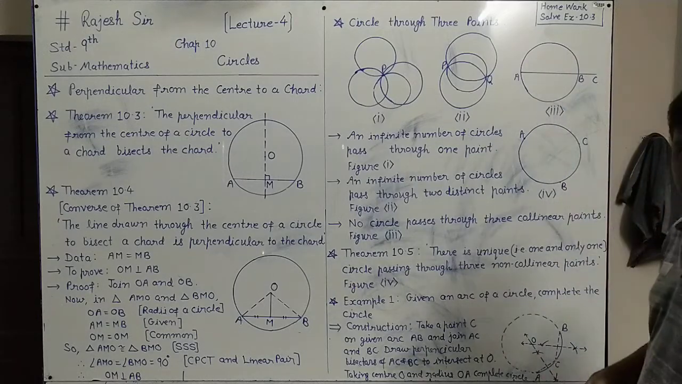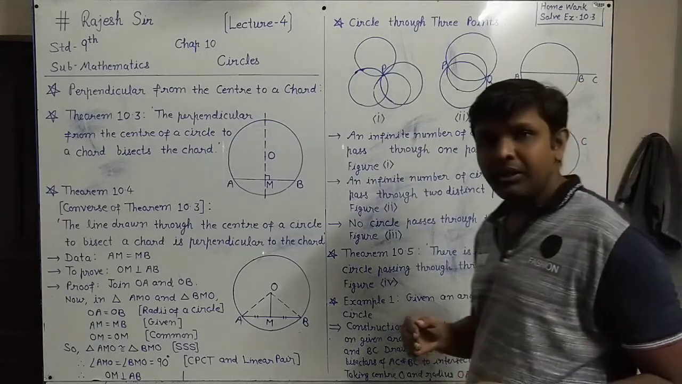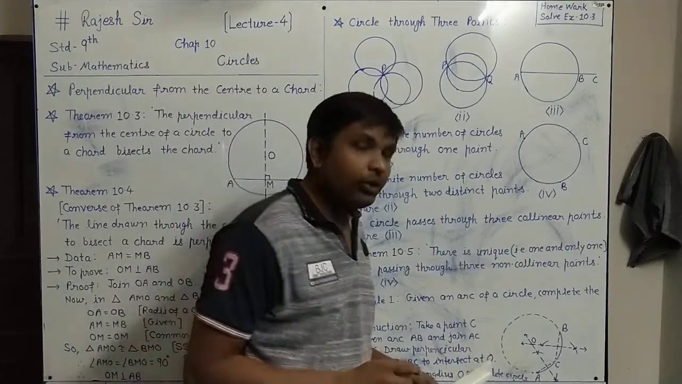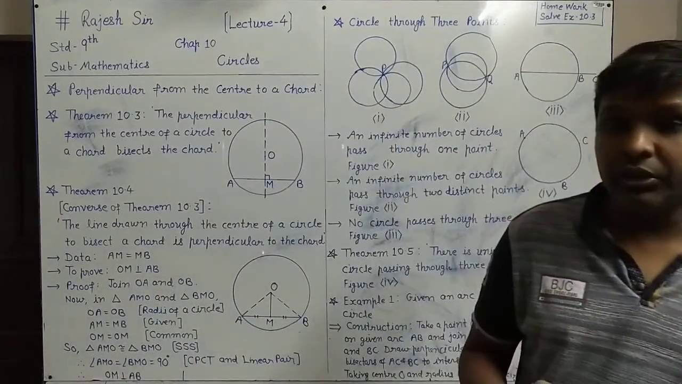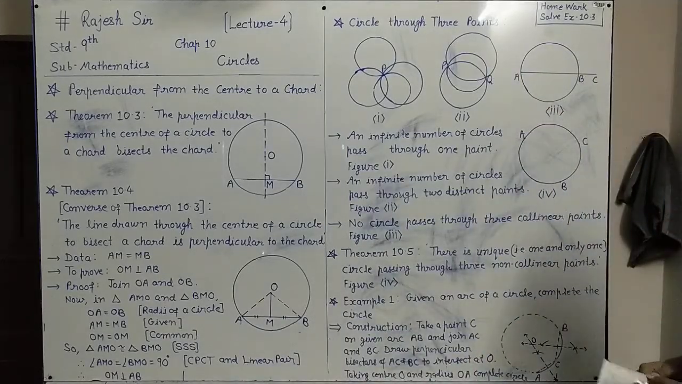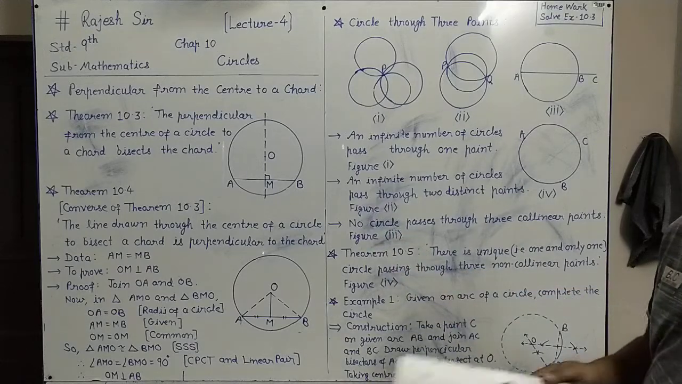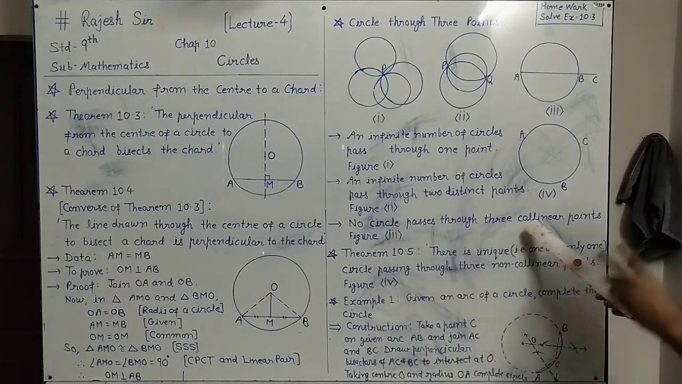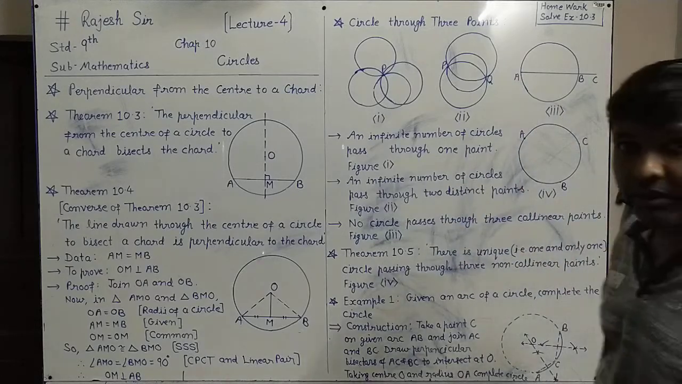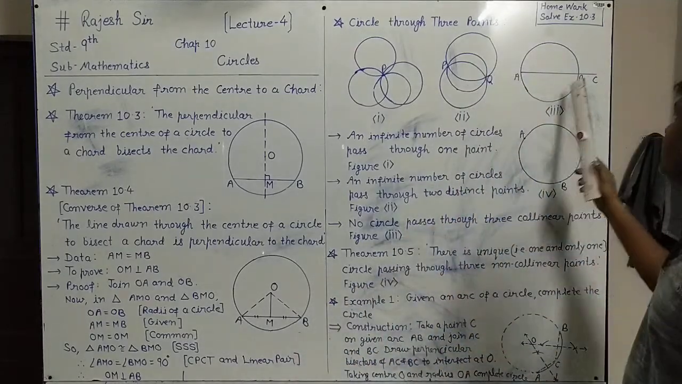Then B will be left. In this circle, C is left. So any 1 point will be left inside the circle or outside the circle. But you cannot draw a single circle passing through all the 3 points if all the 3 points are collinear. So what will be the conclusion? No circle passes through 3 collinear points. If the 3 points are collinear, you cannot draw any circle. This is figure number 3.